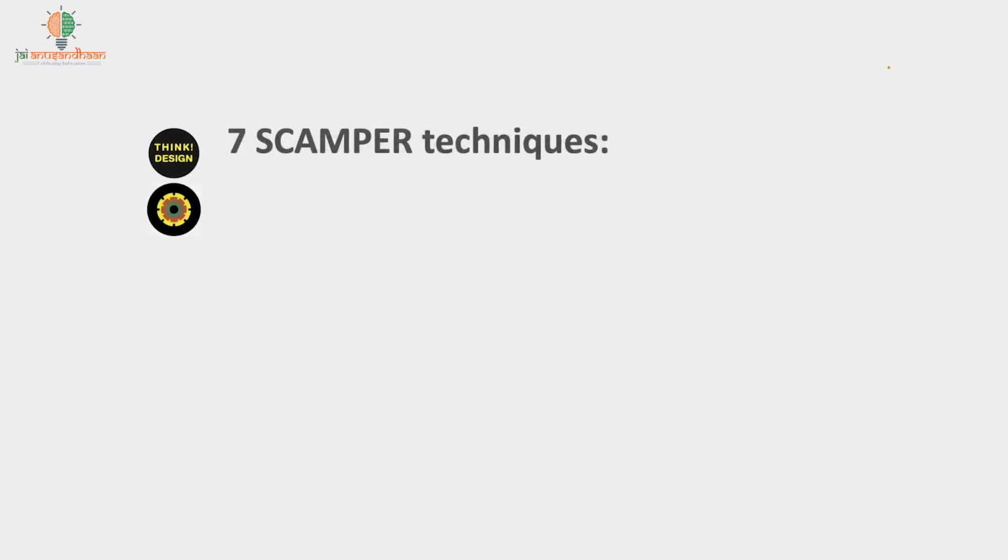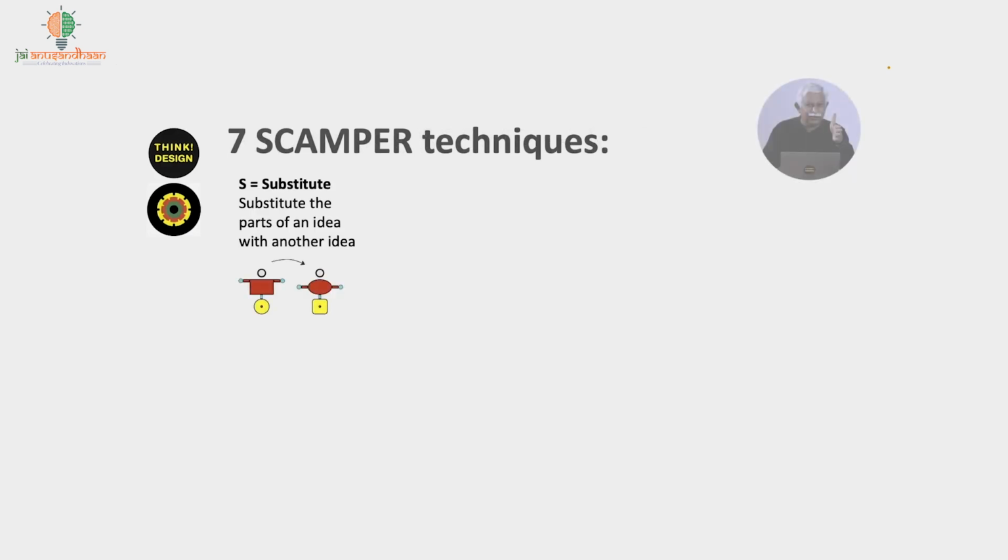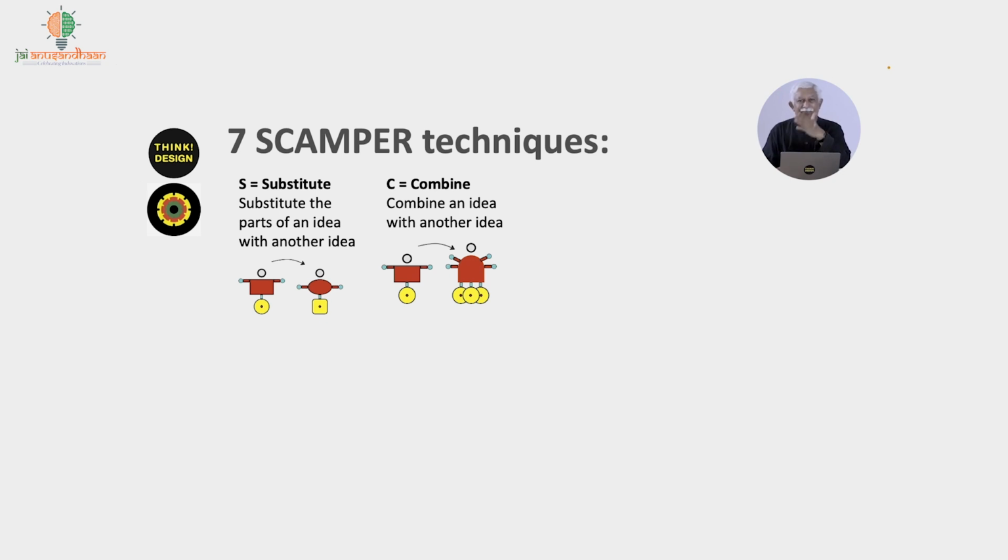Again, we've taken a simple toy. That's the toy. Now you substitute parts of this idea with another idea. So the sphere has become a cube here, the body has become an ellipse here. Okay, so you got different parts doing it. Combine an idea with another idea. So one wheel has become several wheels, one hand has become several hands, the shape of the body has been changed. So that is something which they've adopted from a puppet, right? And you got to combine an idea with another idea.